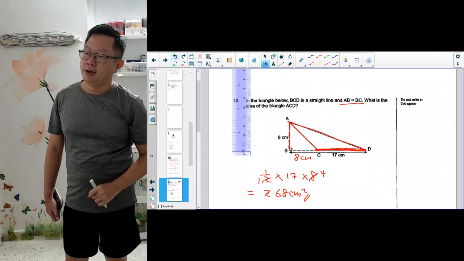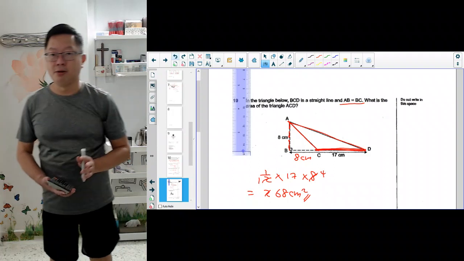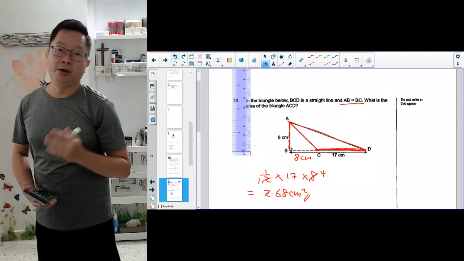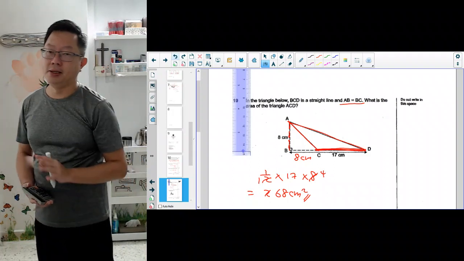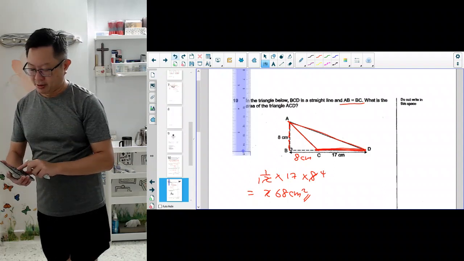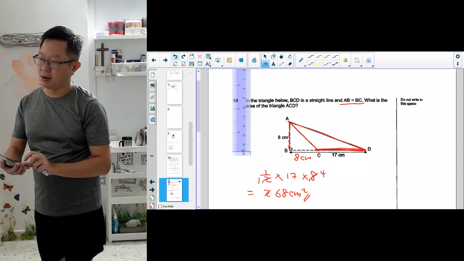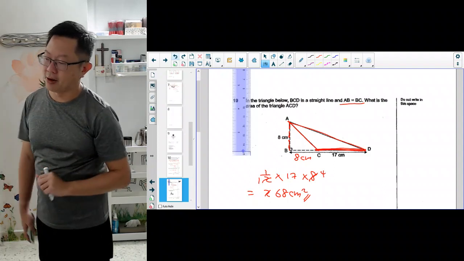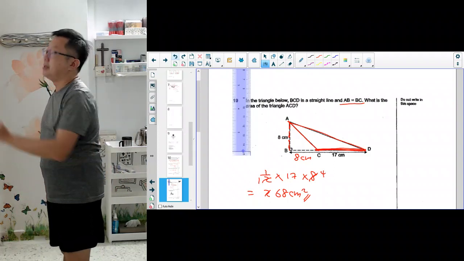Alright, so it's quite easy so far. You're being tested on your concept, right, on the different concepts in your topics. Okay, let me just have a quick check to see whether the area is correct. Yes, it's correct. Okay, let's go to question 20.